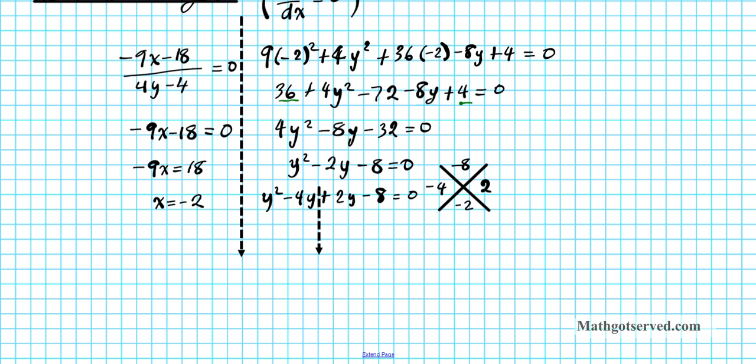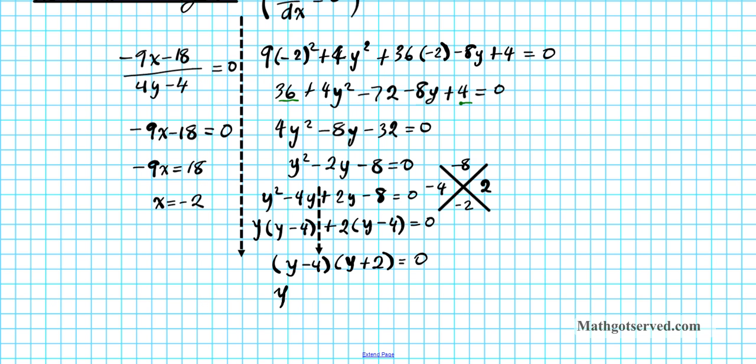So from the first two, we can factor out a y. And then we have y minus 4. And then I can take out a 2 from the second two, and I'm left with y minus 4. And in the factored form it is y minus 4 times y plus 2 equals 0.